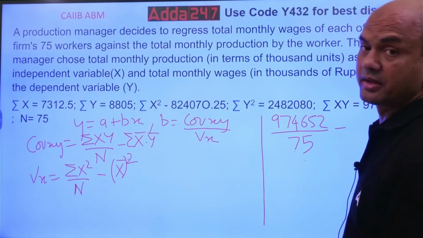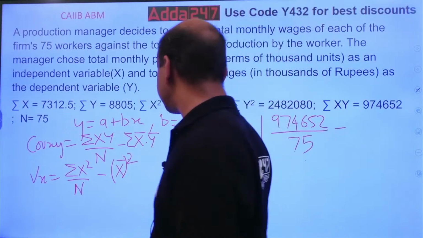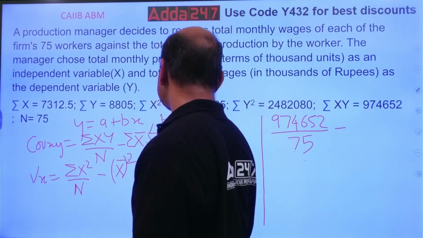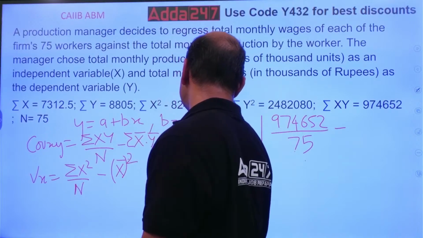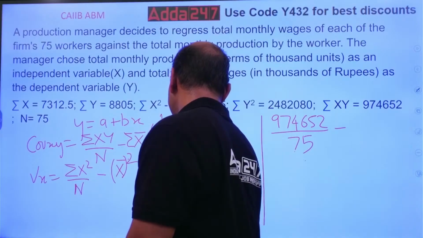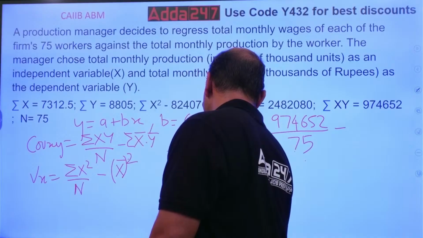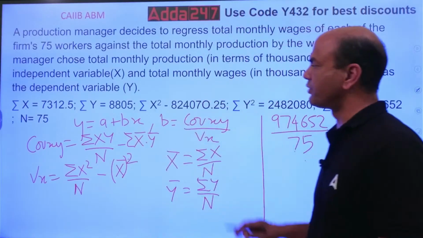But what is x bar? X bar is total of x divided by n. So x bar equals summation x upon n. I'll write all the formula on this side. Similarly y bar equals summation y upon n. So find out each one. Everything is known to you.